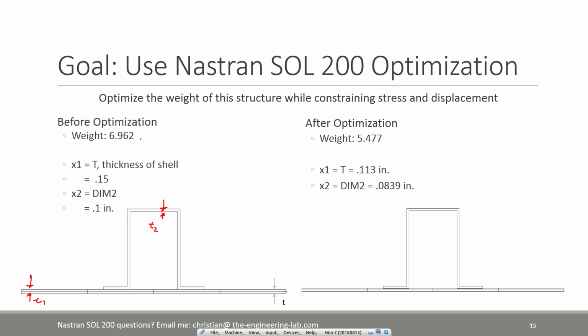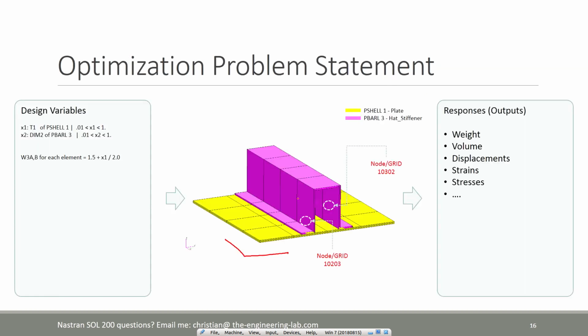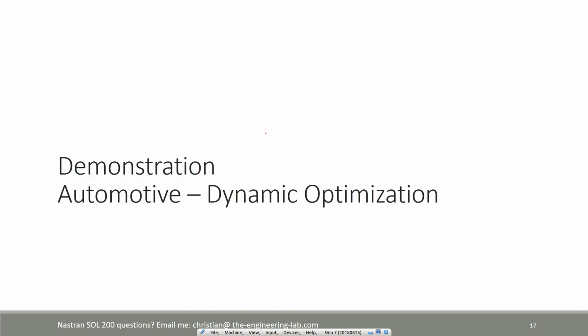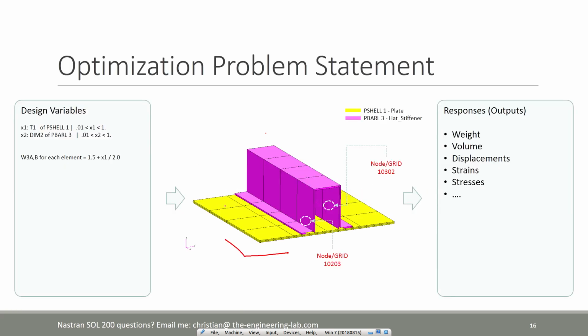Of course, we want to minimize the weight. So by the end of the optimization, we're going to minimize the weight to a 5.45. In addition to this, we're going to have some constraints. We're going to have stress and displacement constraints on certain points in the finite element model. So again, that's what the optimization problem statement is. Let's go ahead and start this tutorial.